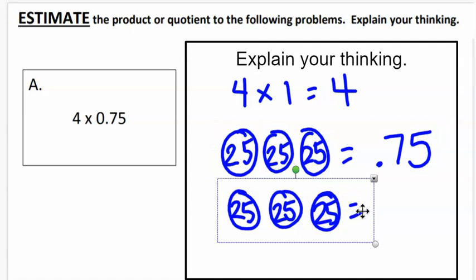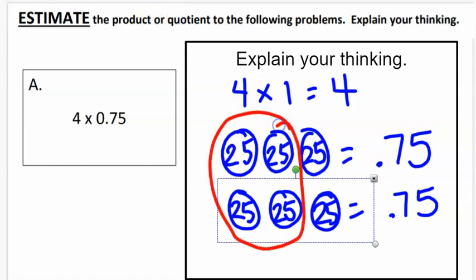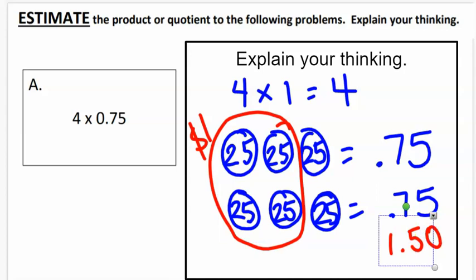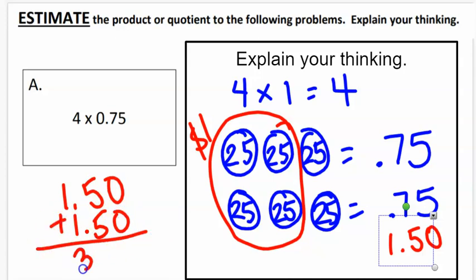When I think of money here, if I have 4 quarters here, let me change pen colors. That is $1 or 1 whole, and then 50 cents. So that is $1.50. So that's 2 times, but if I had it 4 times, I would have to double that. So $1.50 doubled would be $3.